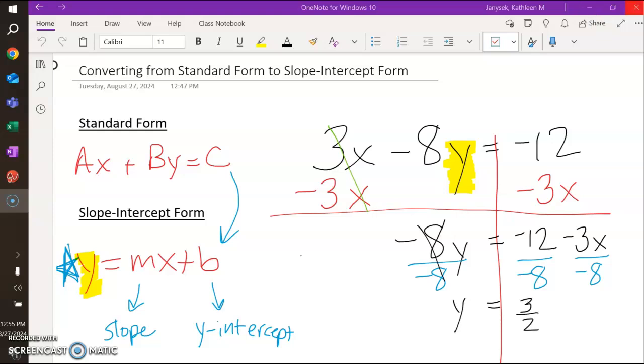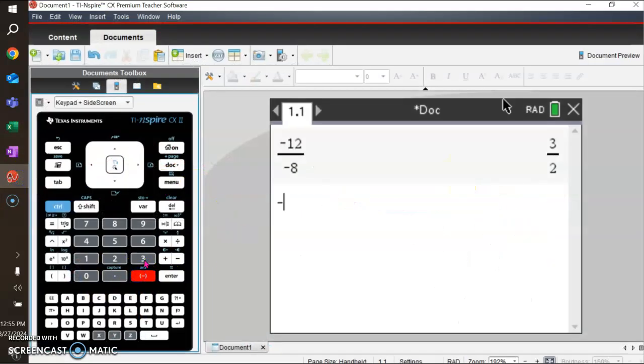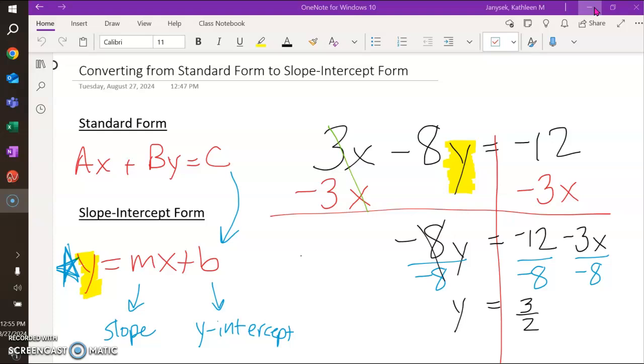And then I'm going to do the same thing here. But we're going to divide, just don't put the x in when you type it in your calculator. Negative 3 divided by negative 8, and we get positive 3/8. A negative divided by a negative gives us a positive 3/8.